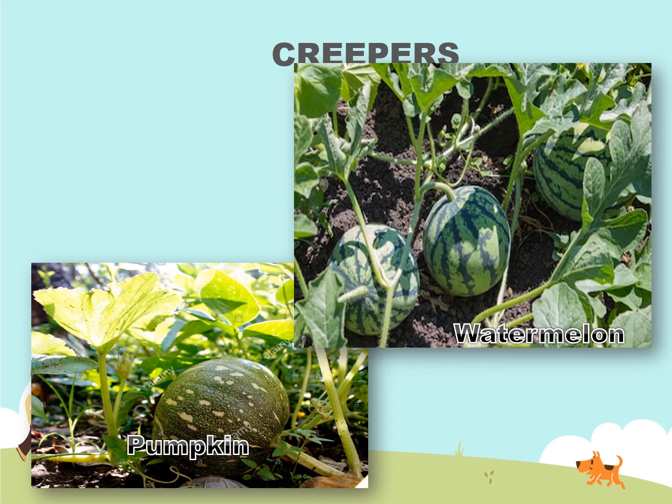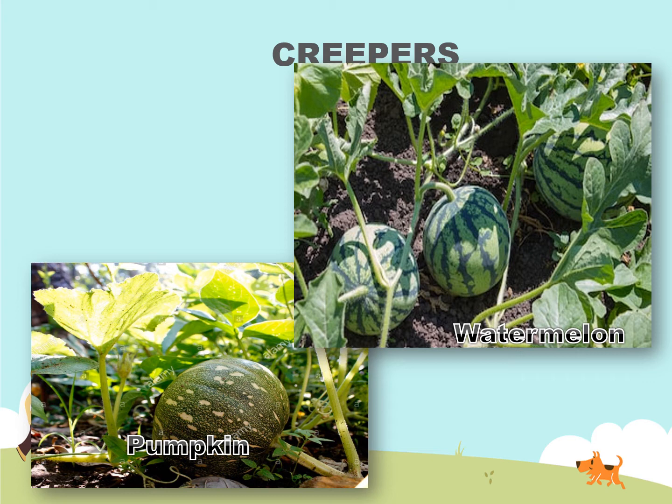Now we will study about creepers. Children, some plants with weak stems grow along the crop. They are known as creepers. And children, remember, creeper fruits are always heavy and big in size. Example, watermelon, pumpkin, muskmelon.